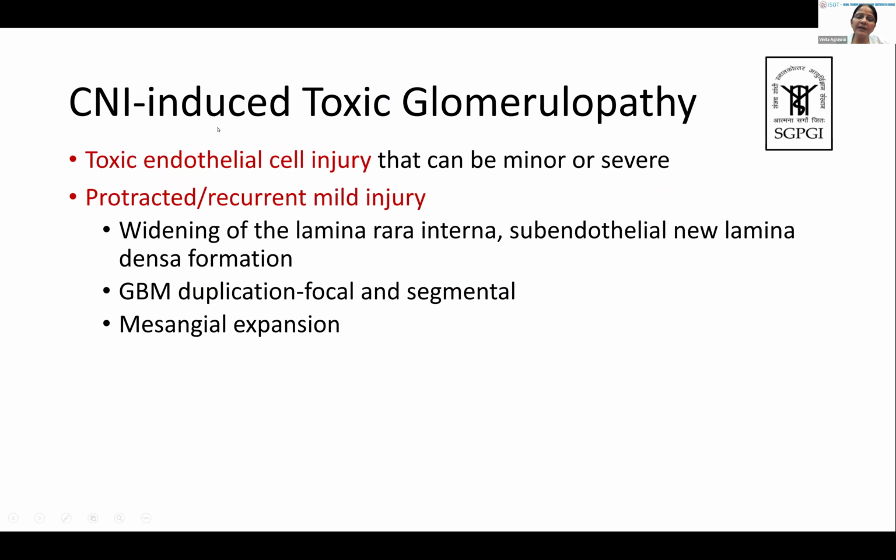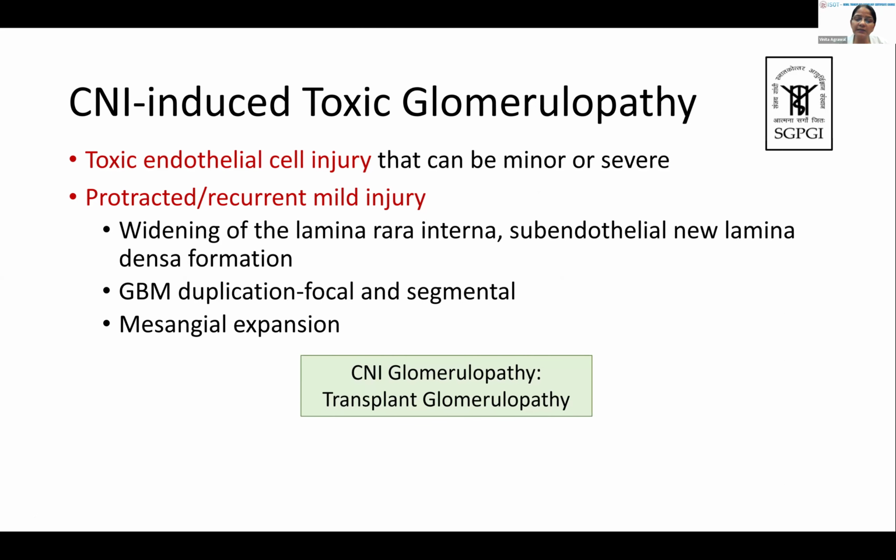Now coming on to CNI-induced toxic glomerulopathy, basically it occurs because of the toxic endothelial cell injury, which can be minor or severe. And also because it is a protracted or a recurrent mild injury. So when there is a recurrent mild injury, it causes widening of the lamina rara interna with subendothelial new lamina densa formation, which on repeated injury causes GBM duplication, which is generally focal and segmental and also is associated with mesangial expansion. And we use the term CNI glomerulopathy, and more commonly, if you have the chronic changes, as transplant glomerulopathy.